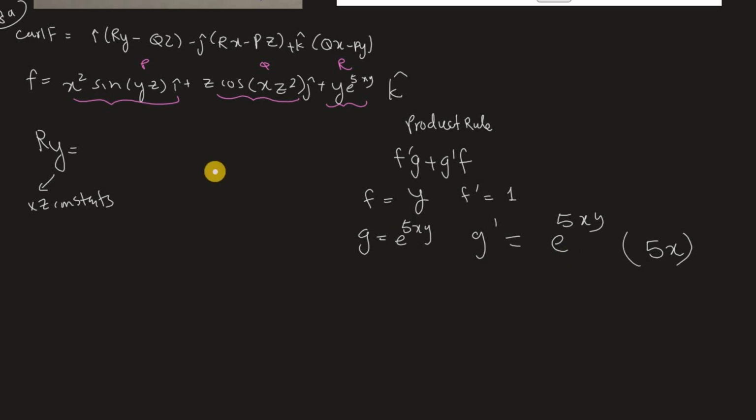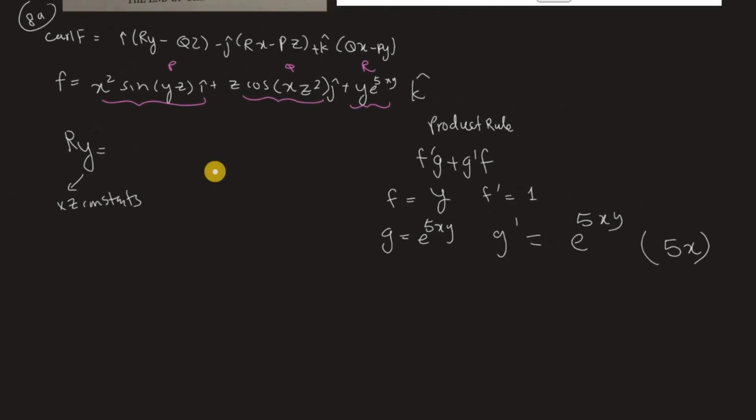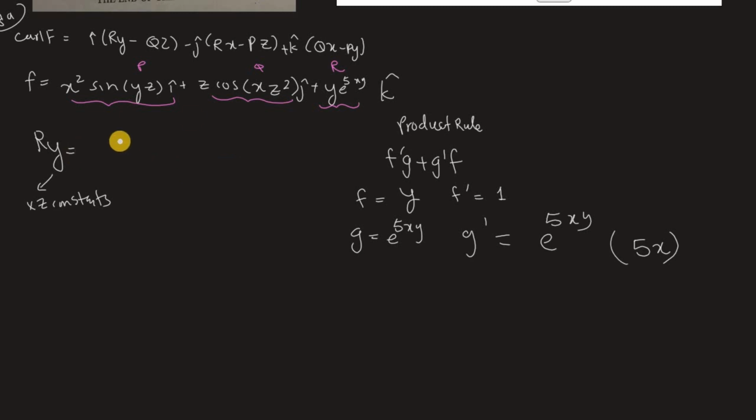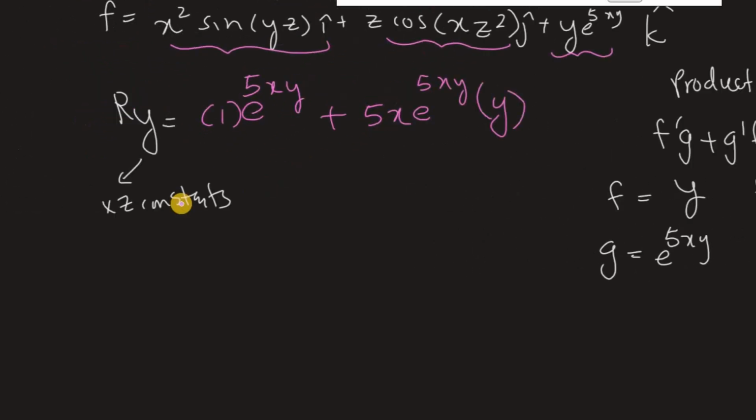Okay, so now we can go ahead and plug this into the product rule formula and write it over here as our r of y result. So the r of y is f prime, which is 1, times g, which is e to the 5xy, plus g prime, 5x e to the 5xy, times f. So this is the answer for y.